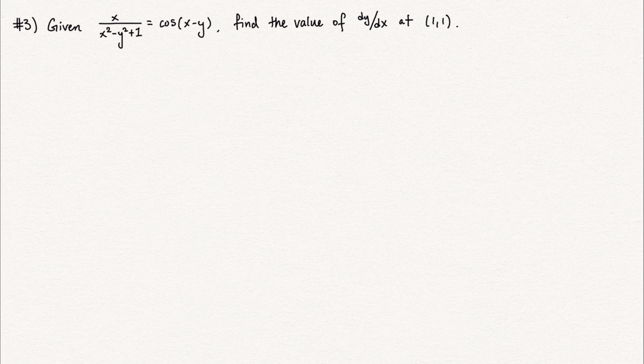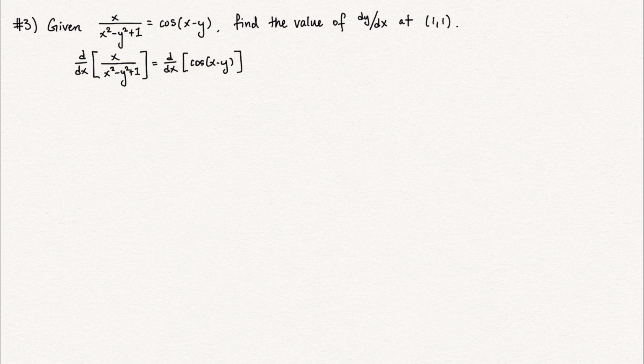And I do want to point out that this point 1, 1 was not just arbitrarily chosen. It is a point that actually does lie on the curve that's defined by this implicit function. And you can verify this by basically just plugging in and checking that you get something that's valid. Okay, but with minor details aside, let's go ahead and take the derivative of this implicit function. As usual, the first step will be to differentiate both sides with respect to x. So we get the derivative with respect to x of x over x squared minus y squared plus 1. And then the right-hand side is the derivative with respect to x of cosine of x minus y.